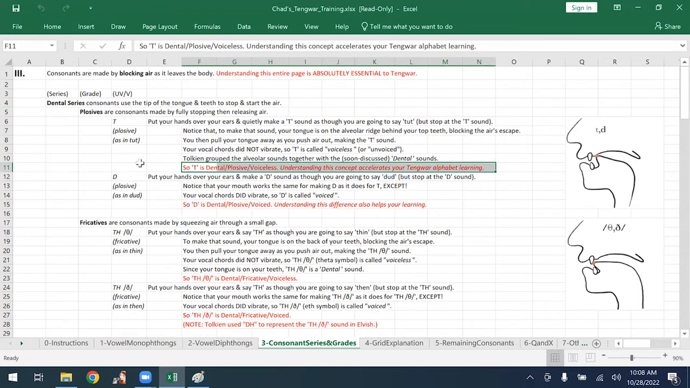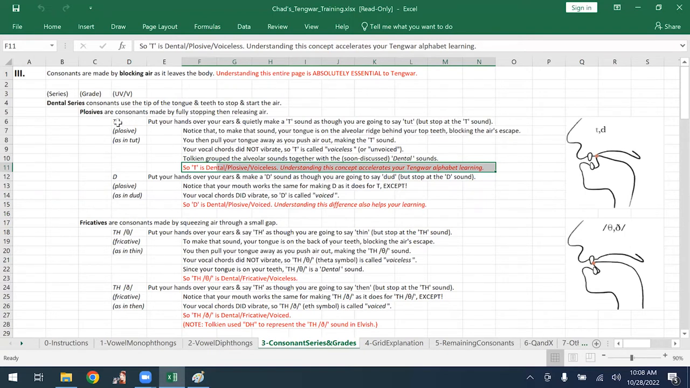The same exact thing: if you put your tongue in the same place to make the T and you blow the air out, pulling your tongue away, but instead of not vibrating your vocal cords, which makes the T, you vibrate your vocal cords at the same time, you will not make a T, you will make a D. That is actually how you make the D noise, by making the T noise while vibrating your vocal cords.